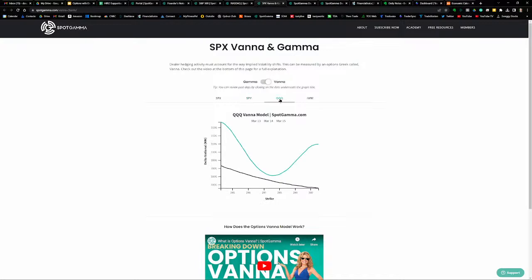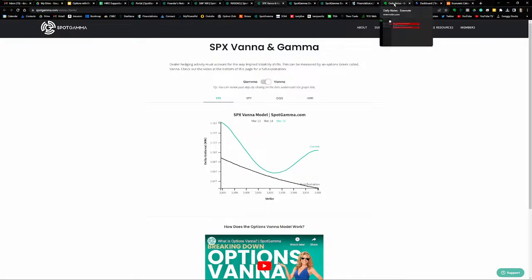And there's QQQ. All right, so that's an illustration of what I was just talking about with gamma notional and how market makers have to hedge, and then showing how that changes with changes in implied volatility, and changes in time as time passes.